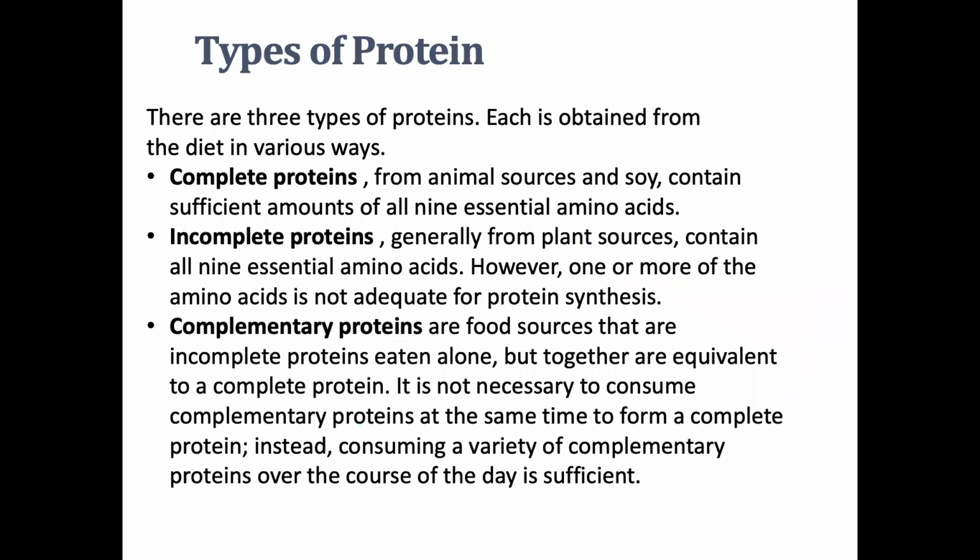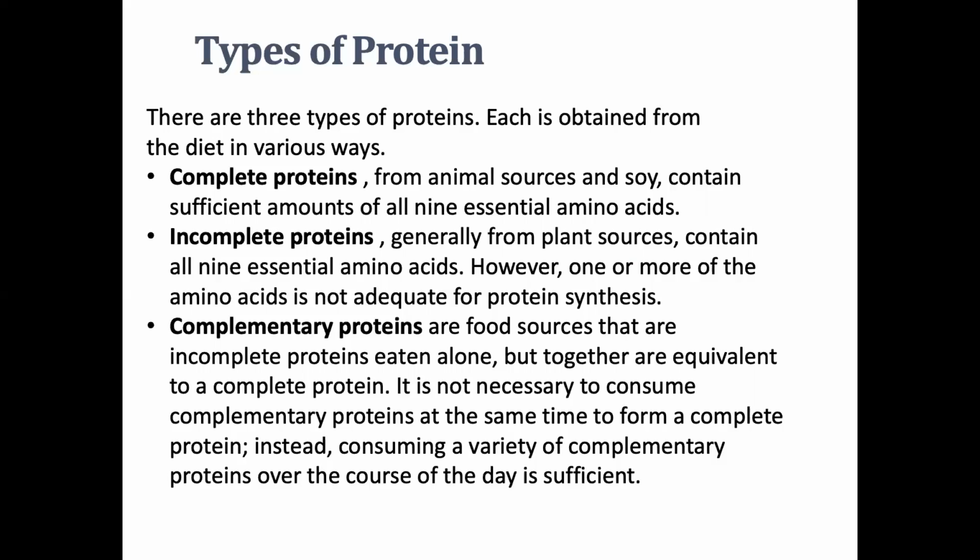Different proteins in your diet, right? Complete protein is coming from animal sources or soy, which contains sufficient amounts of the essential amino acids. Incomplete protein comes from plant sources that contain all 9 essential amino acids, but one or more of them is not adequate for protein synthesis, so you have to mix and match, okay? Complementary proteins are food sources that are incomplete proteins by themselves, but when you combine them with another source, then you get complete protein, okay?